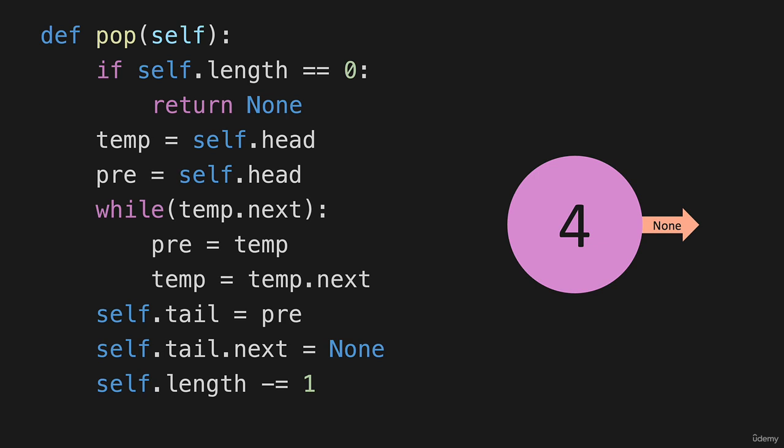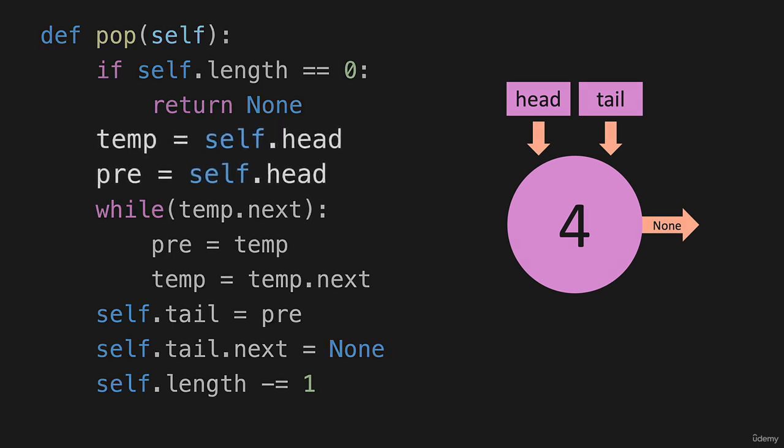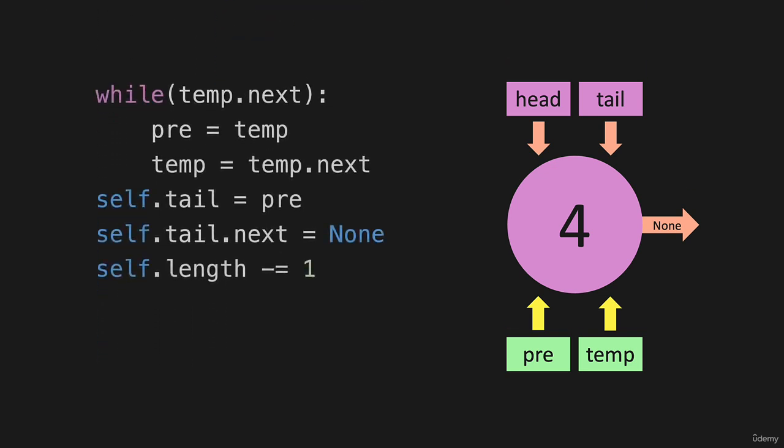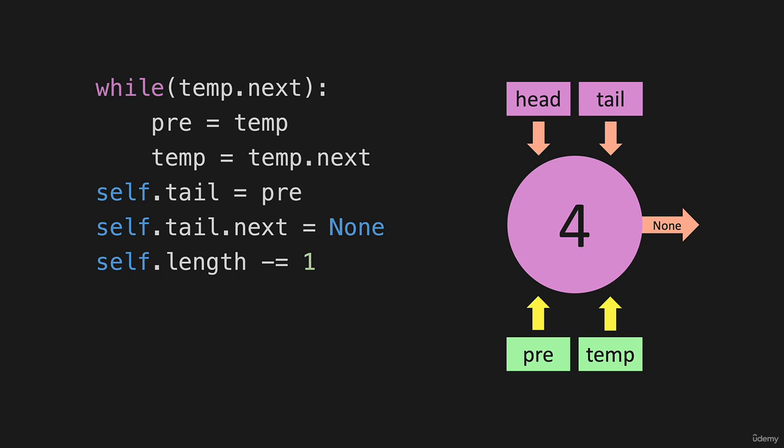So let's walk through this situation. We have head and tail pointing to it. We have temp and pre set equal to head. So that's going to look like that. All 4 of these pointers are going to be pointing at this 1 node. So the 2 highlighted lines of code there, temp and pre, I'm going to remove those 2 and everything above it, and we'll walk through these now.